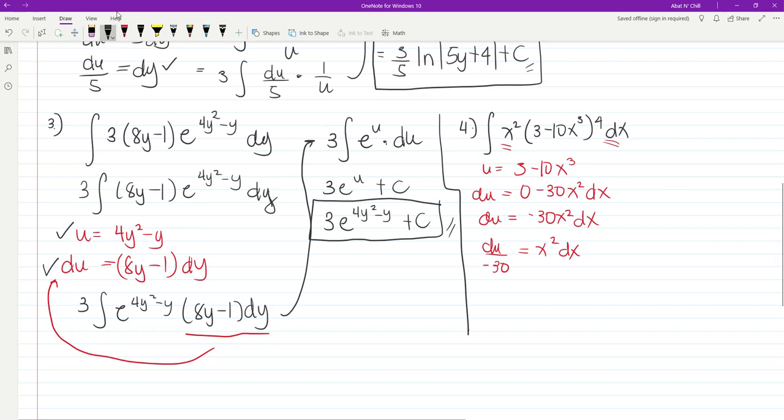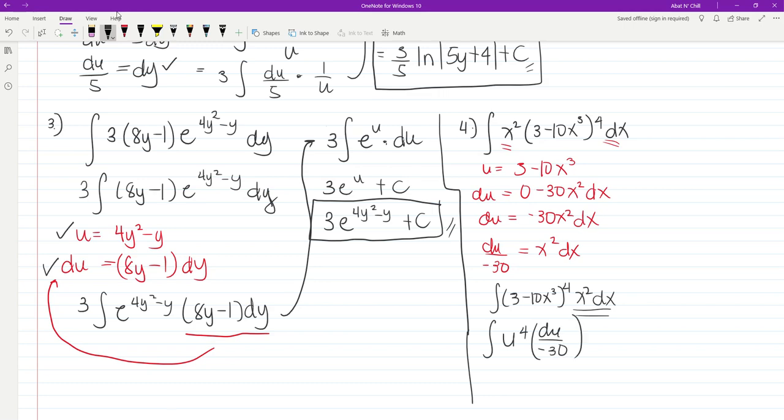And voila, we can now perform u substitution. So again, rewriting the integral, I have 3 minus 10x cubed raised to 4, and I have x squared dx here. This x squared dx here is equivalent to du all over negative 30. And this inside quantity here, 3 minus 10x cubed, equals the u. So I can now integrate. That would be u raised to 4. This entire 3 minus 10x cubed, we left that as a u, so that we have u raised to 4. And then we have x squared dx, and that is equal to du all over negative 30.